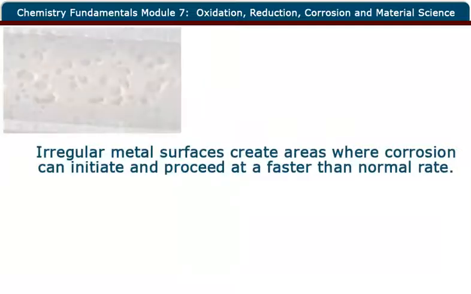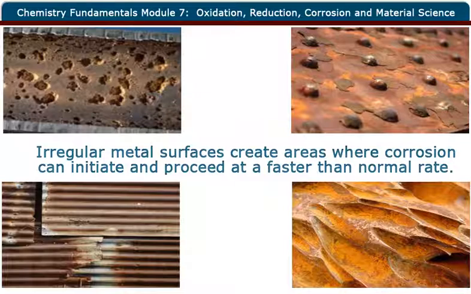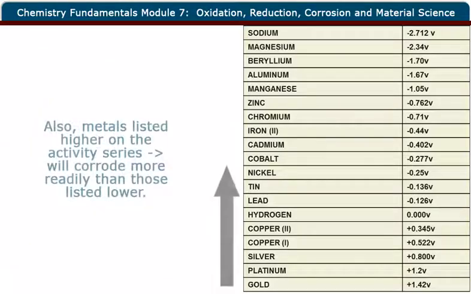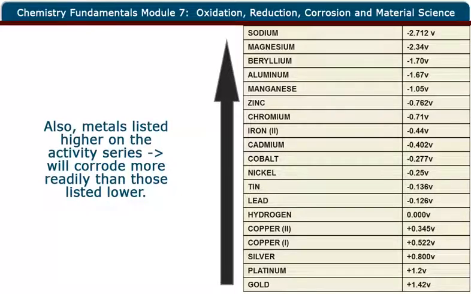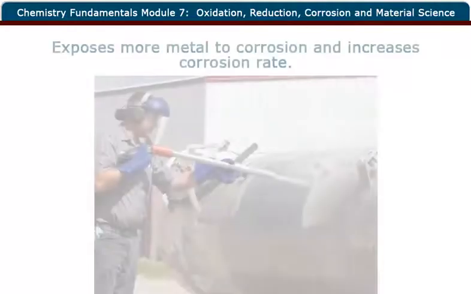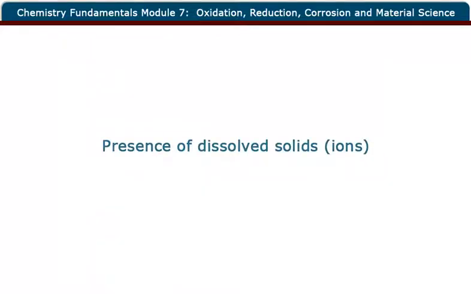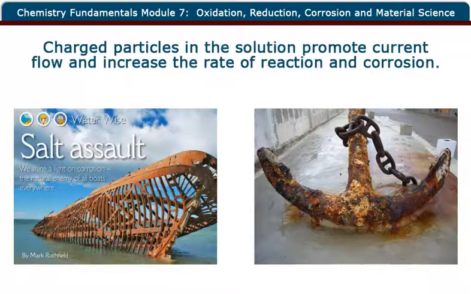Irregular metal surfaces create areas where corrosion can initiate and proceed at a faster than normal rate. Also, metals listed higher on the activity series will corrode more readily than those listed lower. Finally, some alloys are more corrosion resistant than others. Removal of the protective layer, such as the paint, exposes more metal to corrosion and increases the corrosion rate. Charged particles in the solution promote current flow and increase the rate of reaction and corrosion.